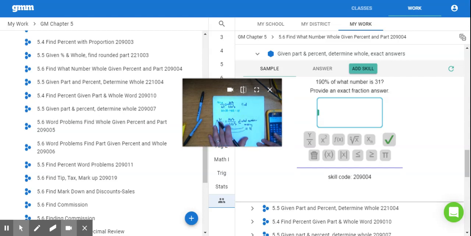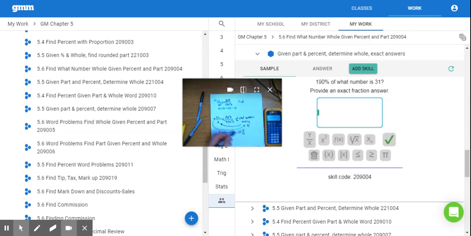So now I have my setup. Step 4 was to cross multiply and divide. So I'm going to do 31 times 100 divided by 190. And now this wants a fraction. So in case you forget, you have to do second, fraction to decimal, enter. And it says it's 23 and 11/13.